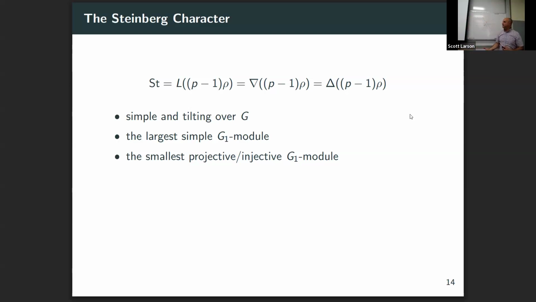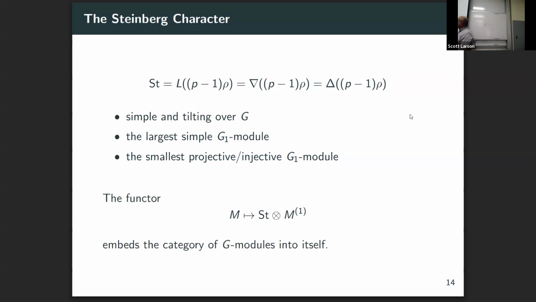Basically, we have a special definition for it. I didn't even define that G1 is the Frobenius kernel of G. Over the Frobenius kernel, this is the largest of the simple G1-modules. On the other hand, it's projective and injective over G1. And it's got a very interesting role. So the Steinberg module seems to control a whole lot in the category of G-modules.